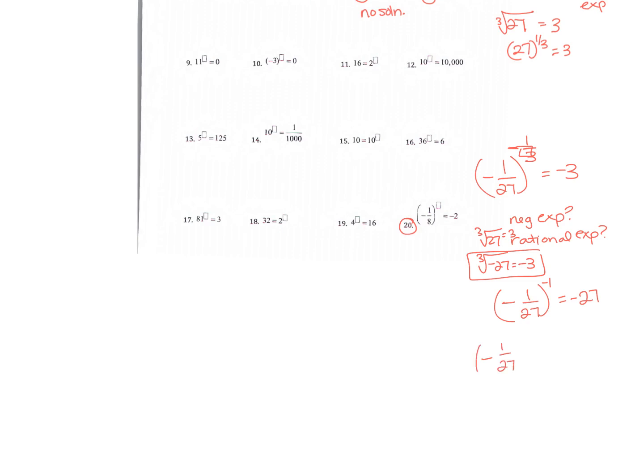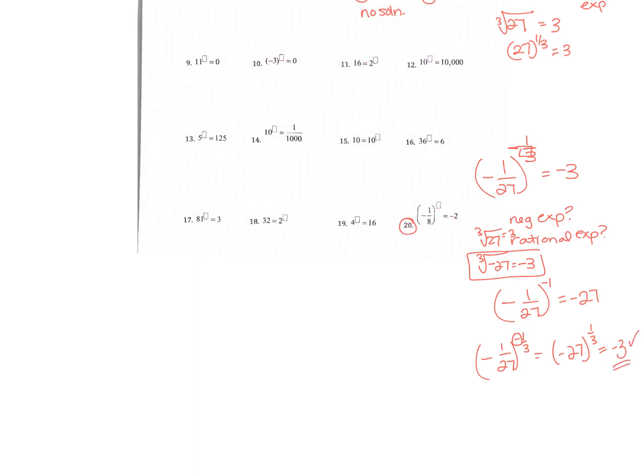Negative 1 over 27 to the negative 1/3. So many things going on. Why don't I take care of the negative exponent first? So I'm going to rewrite this as negative 27 to the 1/3 power. Notice I got rid of this negative because I went ahead and did the reciprocal. I rotated my denominator up to the numerator. Notice I didn't change my sign. My problem was negative before. My problem is negative now. So now I'm going to take the cubed root of 27, and that's going to give me a negative 3. That's the answer I wanted.